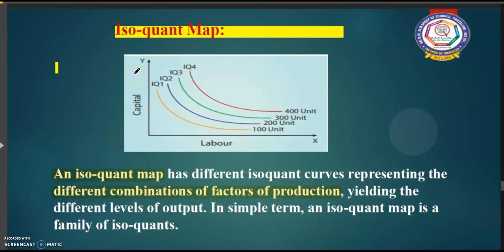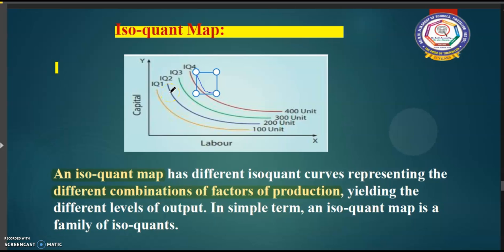Now here you can see an isoquant map. An isoquant map has different isoquant curves representing the different combinations of factors of production yielding different levels of output. So an isoquant map is a family of isoquants. If more than one isoquant is drawn in a diagram, it is called an isoquant map. So here you can see this is an isoquant map.